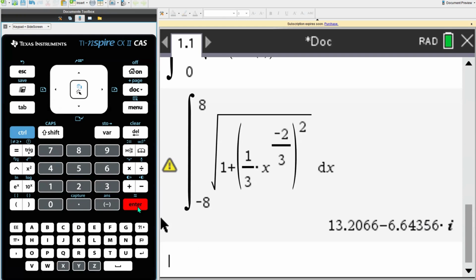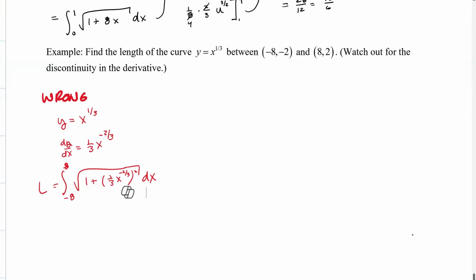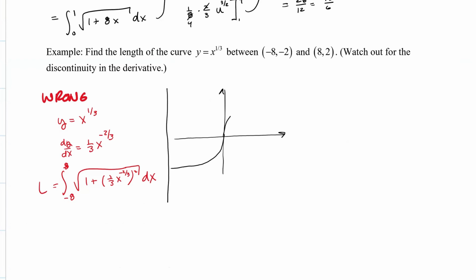That's not what I expect. I got a warning sign there. I got an imaginary number there. That's not good. And why wasn't it good? Why was this wrong? Well, it was wrong because this curve, y equals x to the 1/3, has a vertical tangent. It has a location at 0, which we go through, by the way, where the derivative is undefined.